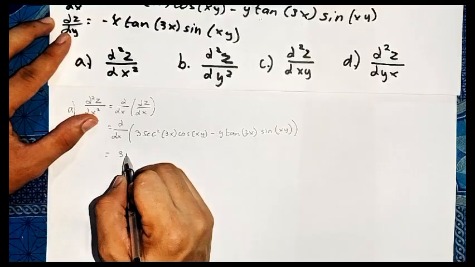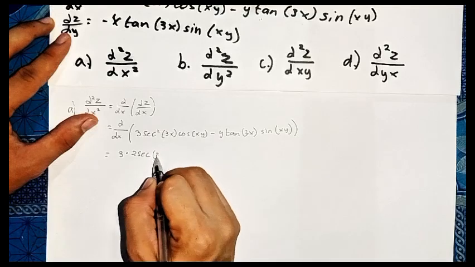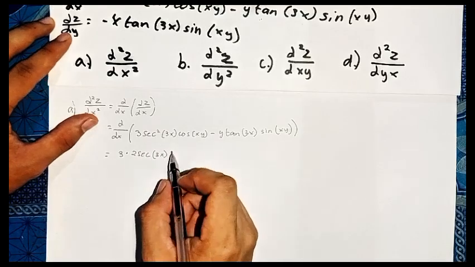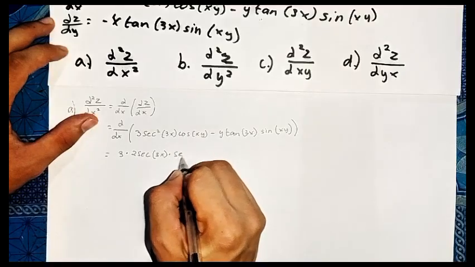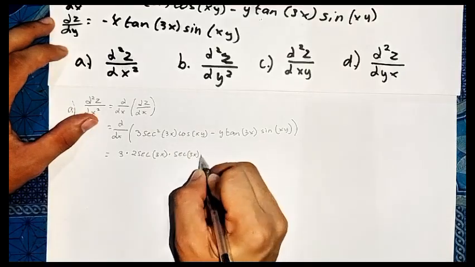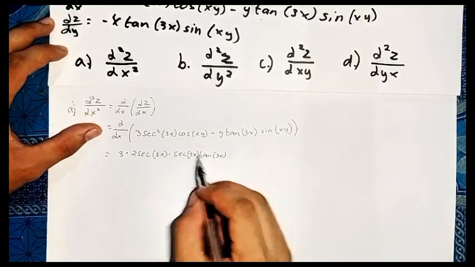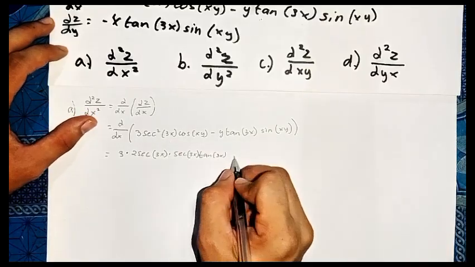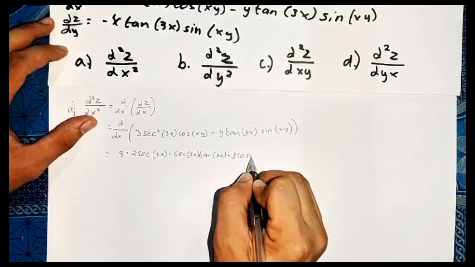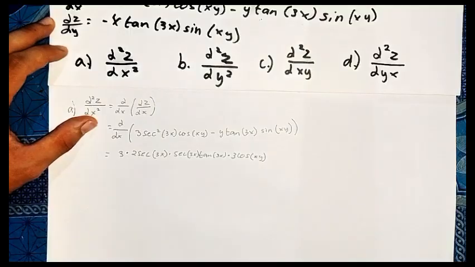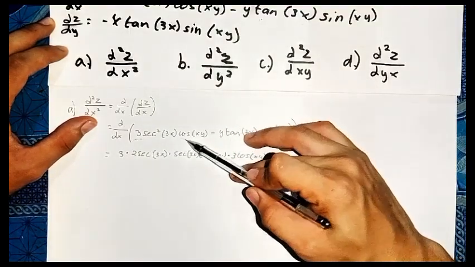So making 2 secant 3x. Next, the derivative of secant, which is secant 3x tan 3x. Am I right? Next, the derivative of 3x with respect to x, which is 3. Copy cosine xy. Now, apply product rule. Since we already done deriving this, let's proceed to this.